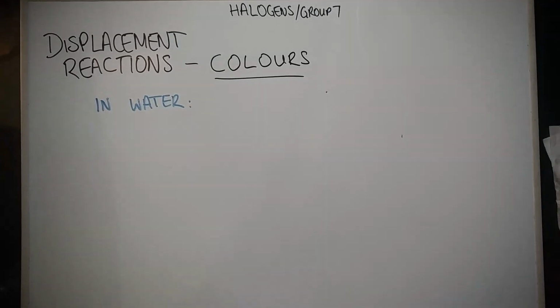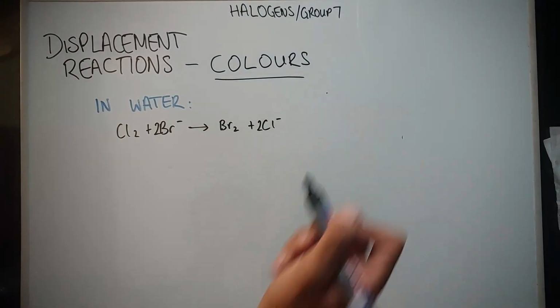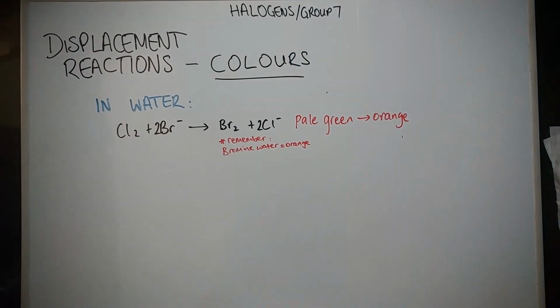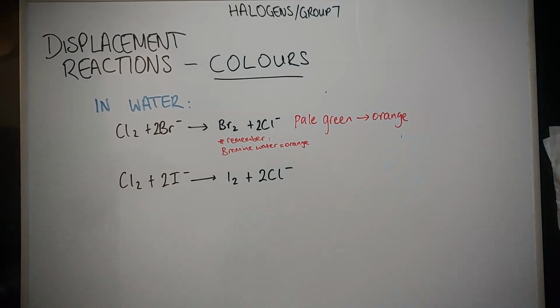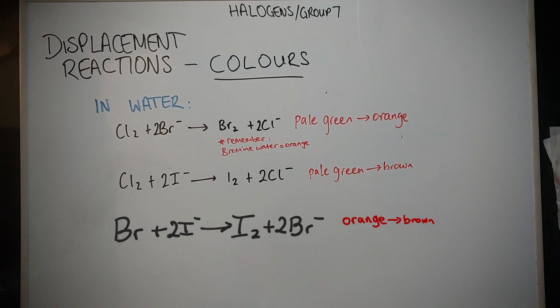Displacement reaction colors. In water, when chlorine displaces bromide ions, the color changes from pale green to orange. When chlorine displaces iodide ions, the color changes from pale green to brown. When bromine displaces iodide ions, the color changes from orange to brown, which might be difficult to see.